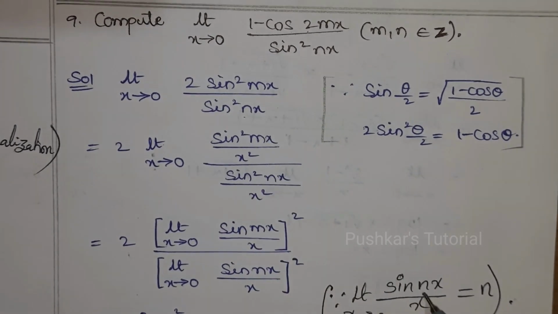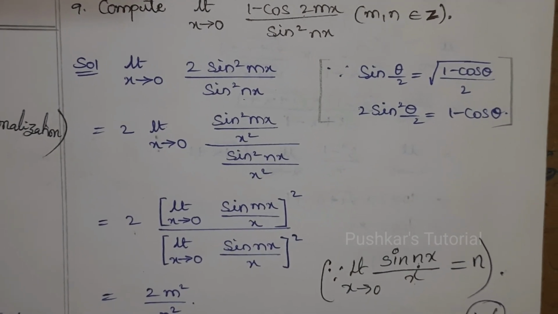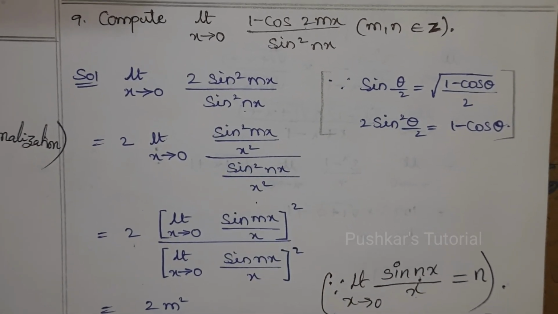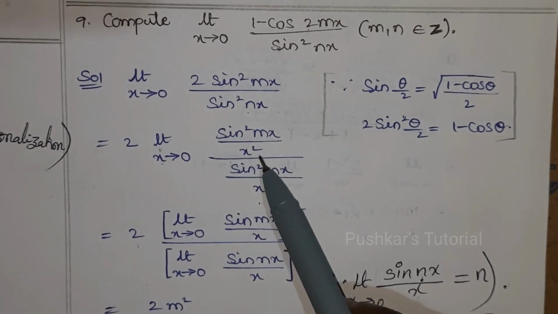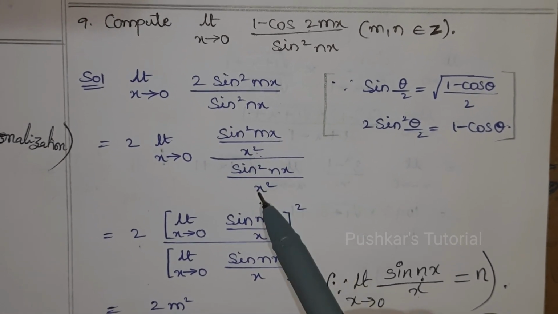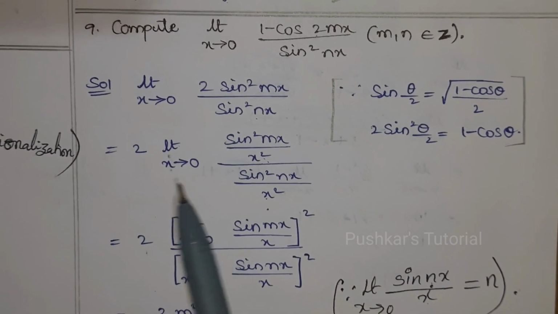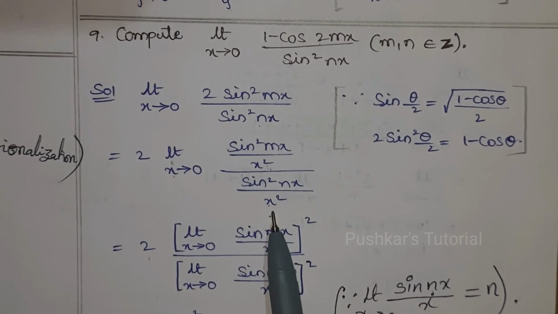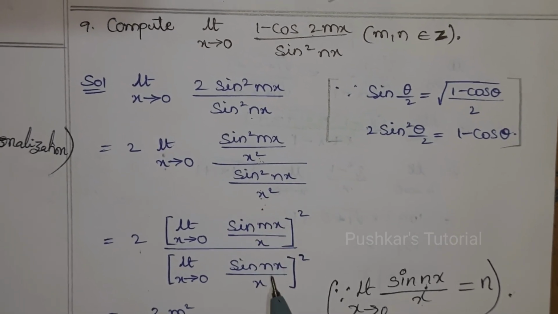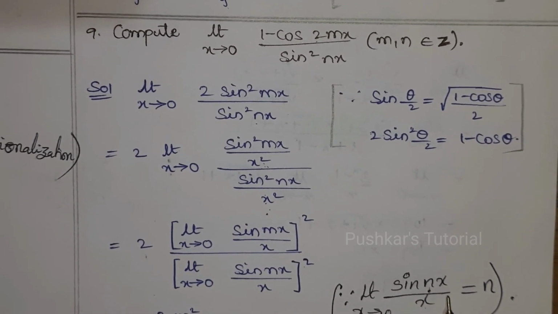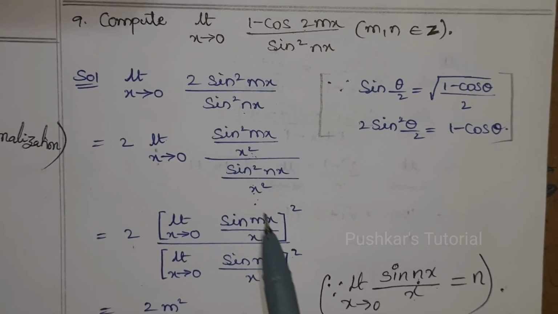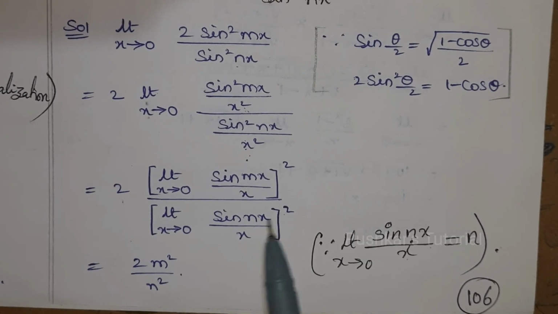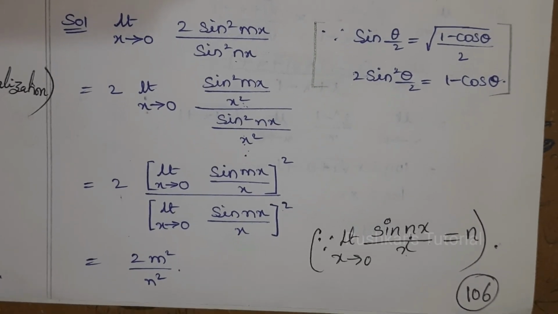For the sine nx by x formula, I need x in the denominator. So here by x is missing. So divide by x. But it has squares, so I should divide by x square. So 2 is a constant in front. Limit x tends to 0, sine square mx by x square, sine square nx by x square. Square for the numerator, square for the denominator. So looking like the formula, the x coefficient is the answer. So for the numerator it is m square, for the denominator the answer is n square. Answer.